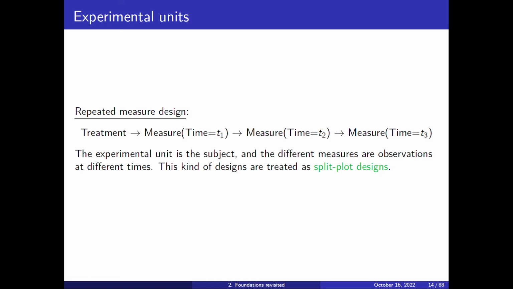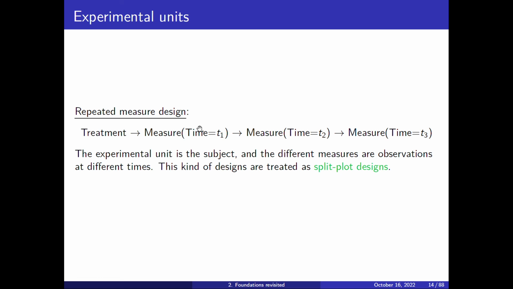And then you have also experimental repeated measure designs. So repeated measures means that you apply the treatment once, but you measure multiple times at different time points. And the experimental unit is the subject, that is where you have changed your treatment. And the different measures are not technical replicates, because you are measuring at different times and the response may be different.